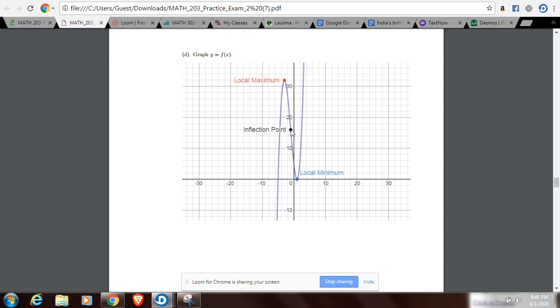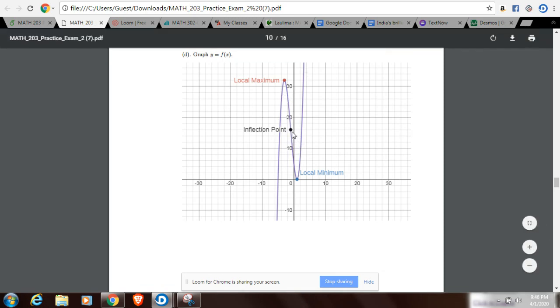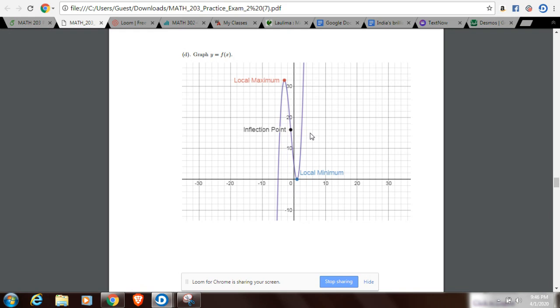Now it changes from a frowny face to a smiley face, and it changes from being concave down to concave up. So now the function is concave up on the interval from -1 to infinity. When x is equal to +1, it has a local minimum.